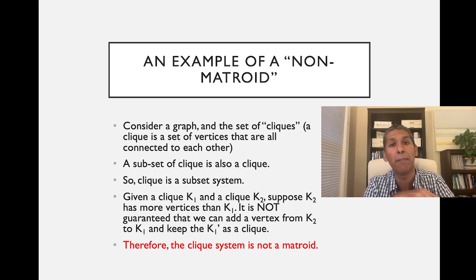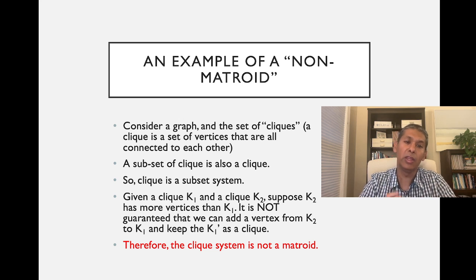Now let's go to an example of a non-matroid. So if that's a matroid, what's a non-matroid? Let's take another example still within graph theory, and let's say the set of cliques. A clique is a set of vertices that are all connected to each other. Now clearly a subset of a clique is also a clique. It's a smaller clique, but it's also a clique. So think about a clique with 7 vertices. That's referred to as K7. But if you only take 6 of those 7 vertices, that will also be a clique, even though it'll have fewer vertices. So the clique system is definitely a subset system.